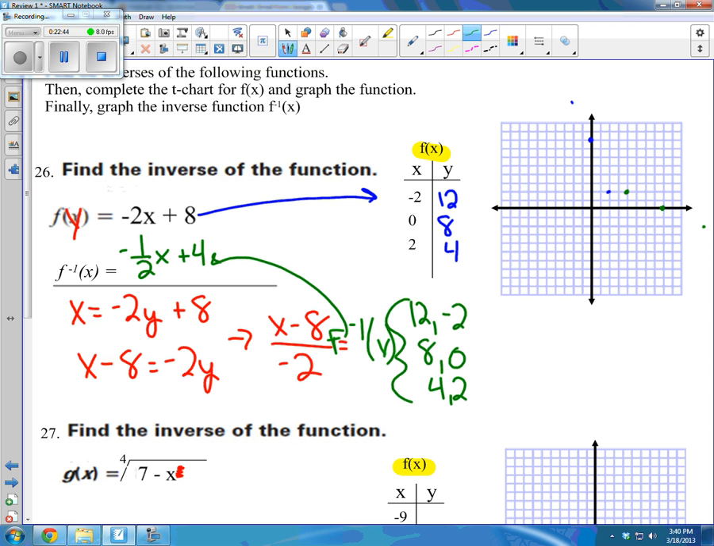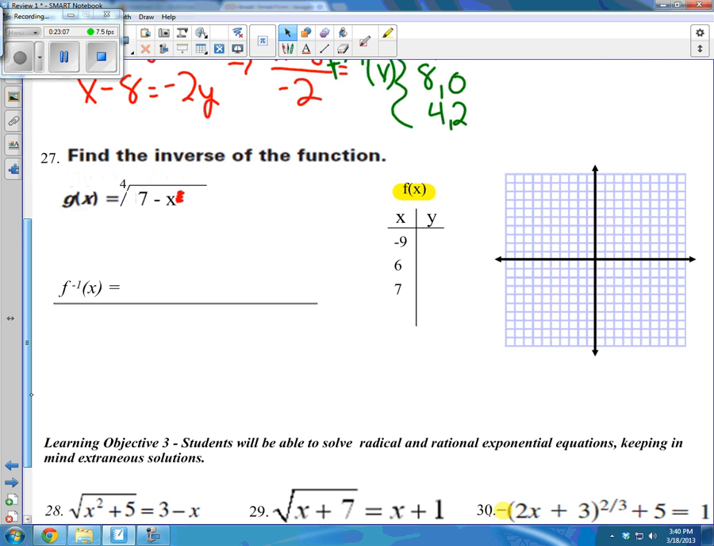And when I do graph these lines, I won't do well on this, you guys, because it's hard to draw a straight line on here. The idea is these should reflect over the line y equals x. And that's pretty good. And they do. I mean, again, if you have a straight edge, it's going to look a lot better than what mine look like.